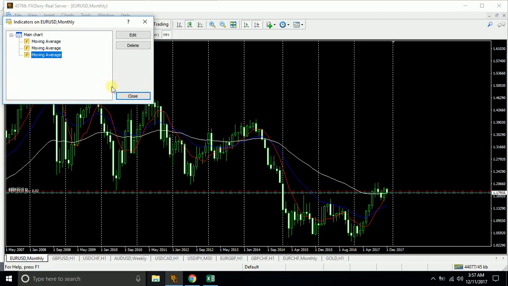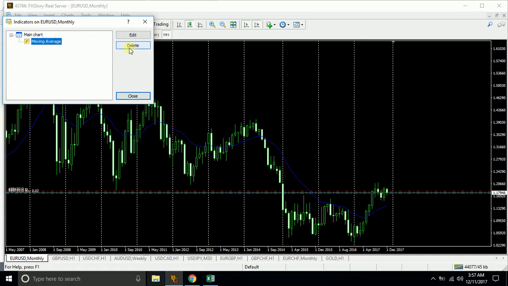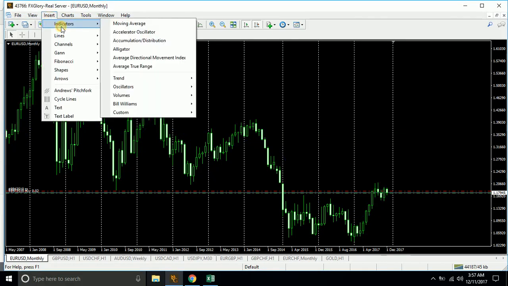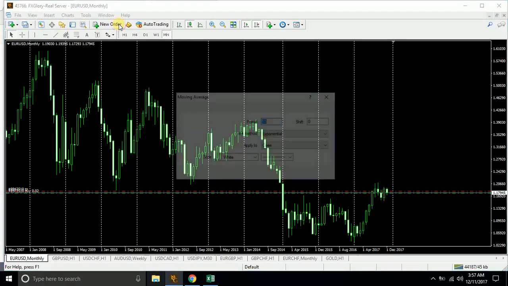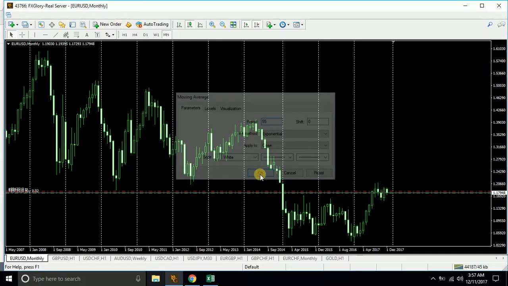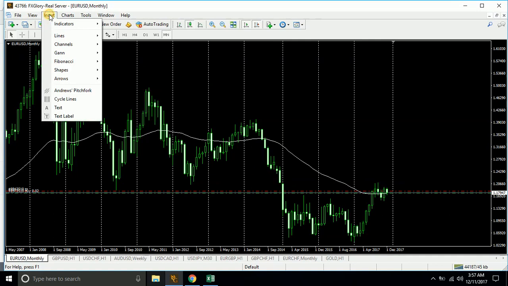Alright. A fellow group member pointed this 55 moving average out, and I'll show you how we're going to use that. There we have three moving averages. We have the 8, simple. And as a matter of fact, I'll go ahead and just remove all of these, and we'll add these all together. Insert, indicators, moving average, 55, exponential, white.